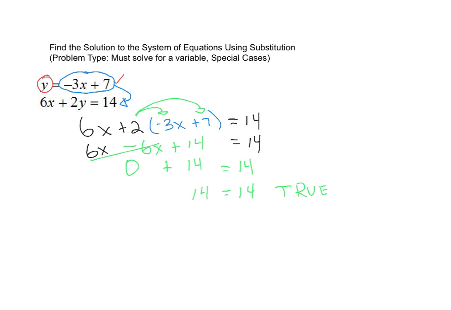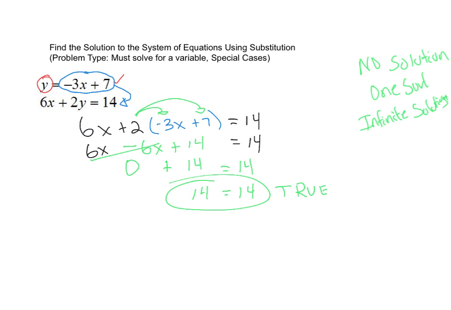So let's go back and remember the types of solutions we can have. We can have no solution because the lines are parallel. We can have one solution, which is where they intersect. And we can have infinite solutions, which is when it turns out to be the same line. Whenever you have a statement like a number equals a number, and it's true, this means there are infinite solutions, because it turns out that the lines are the same line.